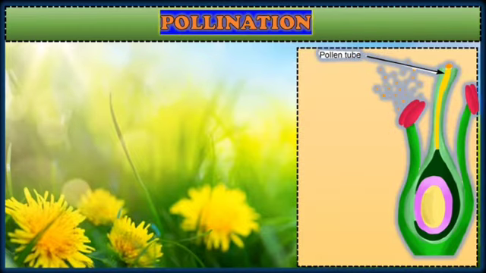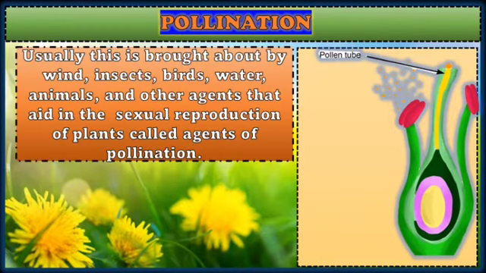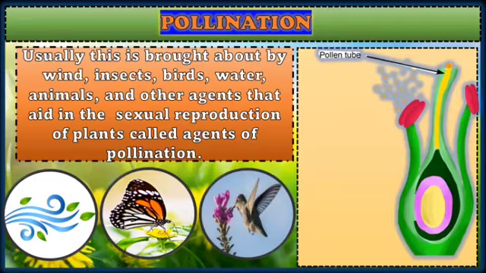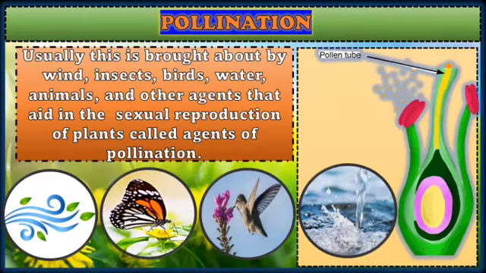In pollination, class, this is usually brought about by wind, insects, birds, water, animals, and other agents that aid in the sexual reproduction of plants through agents of pollination. So yung mga yan, class, yung mga wind, yung butterfly, birds, and water, animals, and even us humans can be agents of pollination. So, why agents?